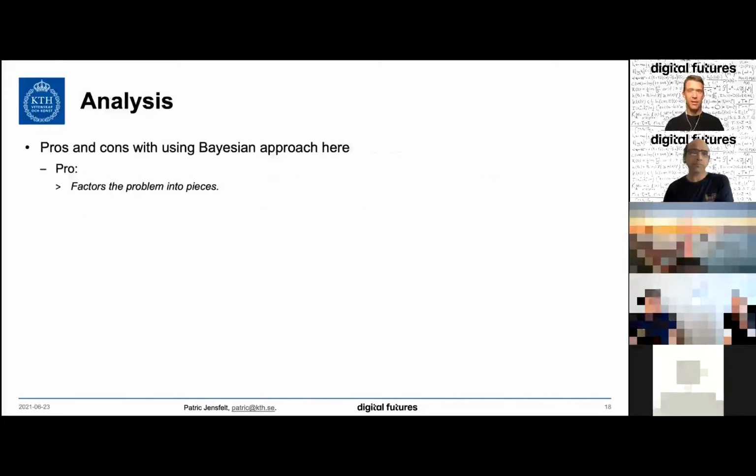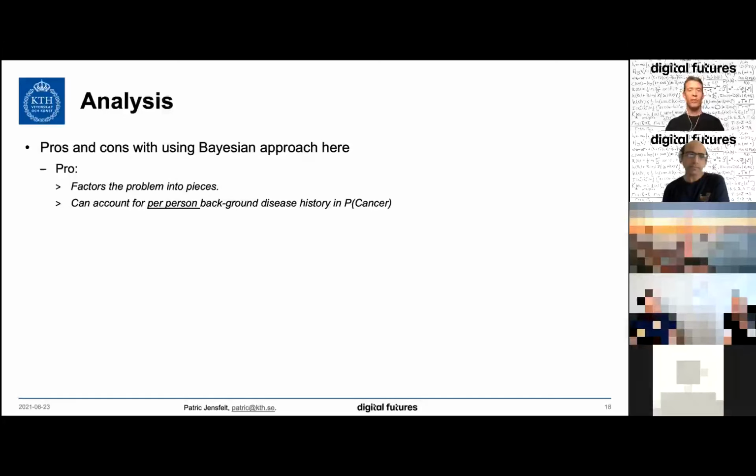All right, so let's analyze this. What are the pros and cons with using a Bayesian approach here? So the pro would be that we could factor the problem into pieces. If we want to calculate the probability of having cancer given the mammogram, we can factor that into 3 pieces that are probably easier to calculate. It requires less cross-referencing across different registers, maybe.